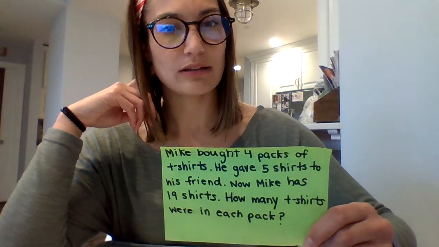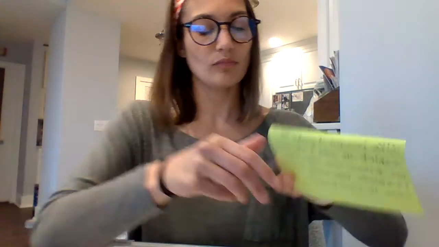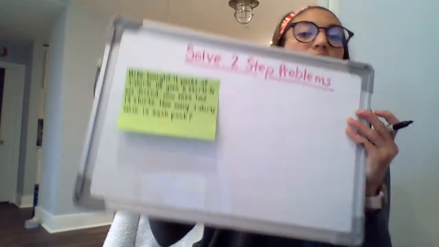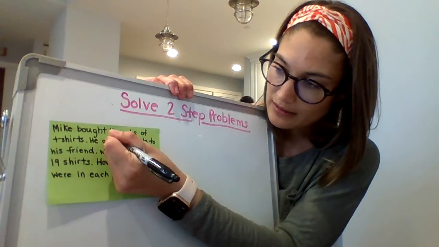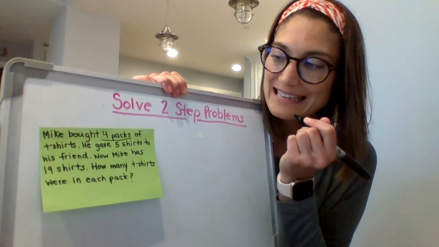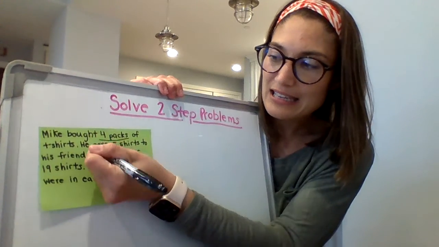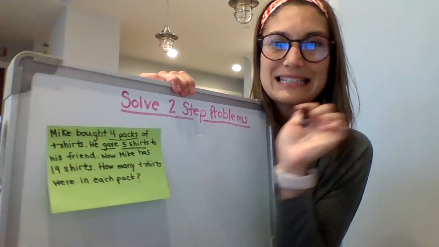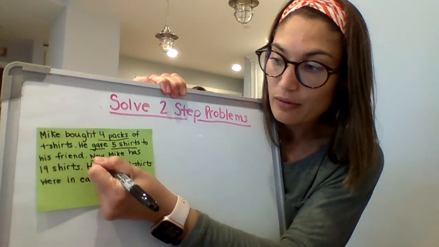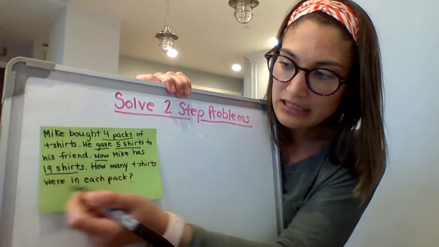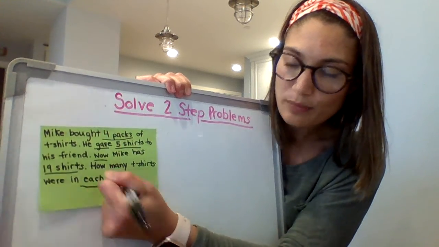Now we have to pull out the important information. So I'm going to stick it on here and underline. So it says, Mike bought 4 packs of t-shirts. Okay, so I think the 4 packs is important. He gave 5 shirts to his friend. I think gave and 5 shirts is important because he's giving it away. Now he is 19. How many t-shirts were in each pack?